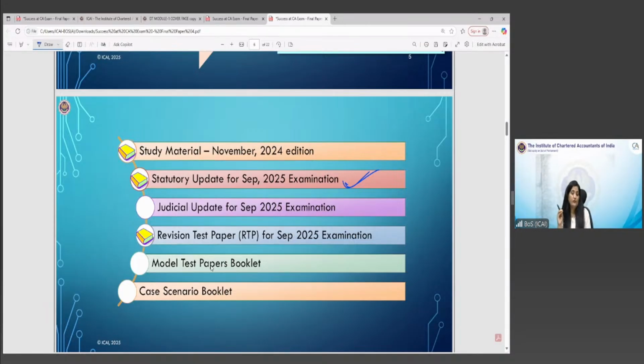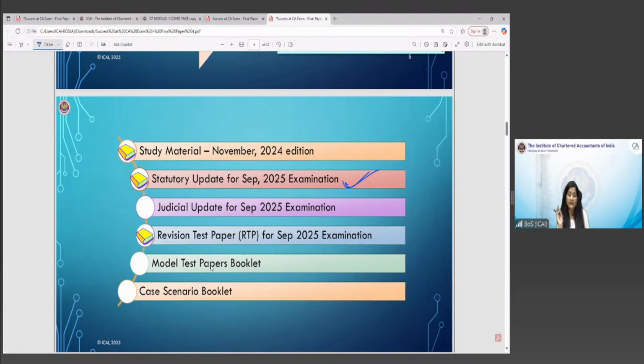The RTP is for revisionary purposes, right? Mainly in the RTP we try to cover the amended provisions; the questions included in the RTP are framed based on the latest amendments. Please refer to the RTP for the September 25 examination. The plus point for you is that you can also refer to the revisionary test paper we issued for the May 25 examination. Please refer to that also and take this RTP for the September 25 examination.